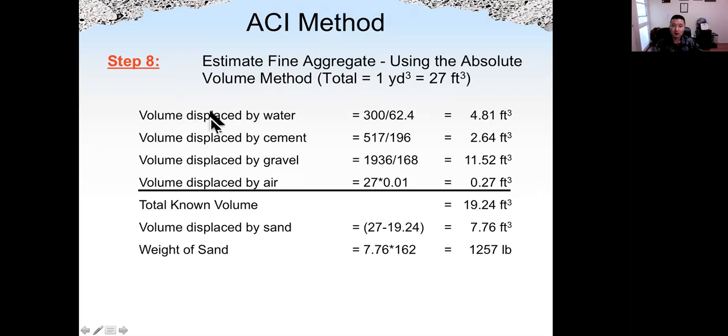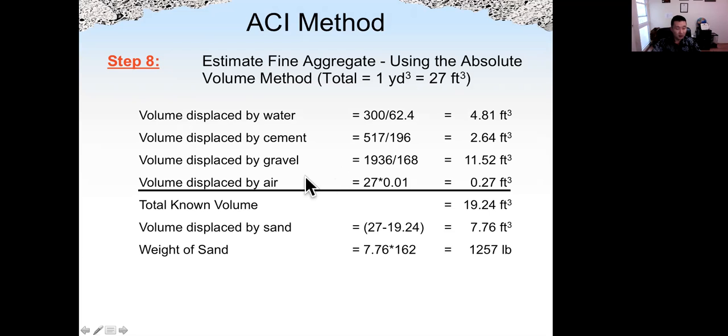So far we get the volume by water. We need 300 pounds of water divided by the density of water, 62.4. So for 1 cubic yard of concrete, we have 4.81 cubic feet of water. 517 pounds of cement divided by the density of cement, which is given, gives 2.64 cubic feet of cement. Gravel, the same thing. 1936 divided by 168, given, gives 11.52 cubic feet of gravel.